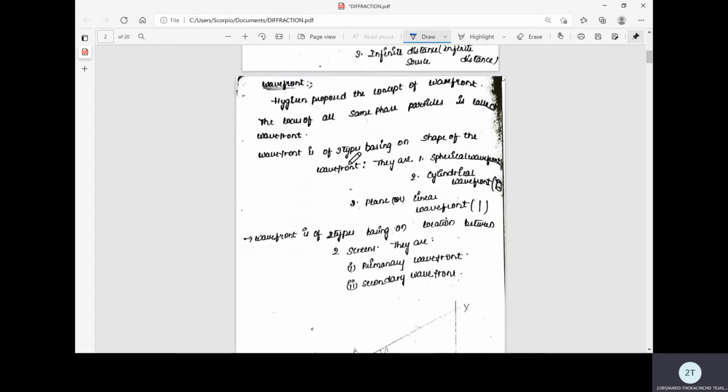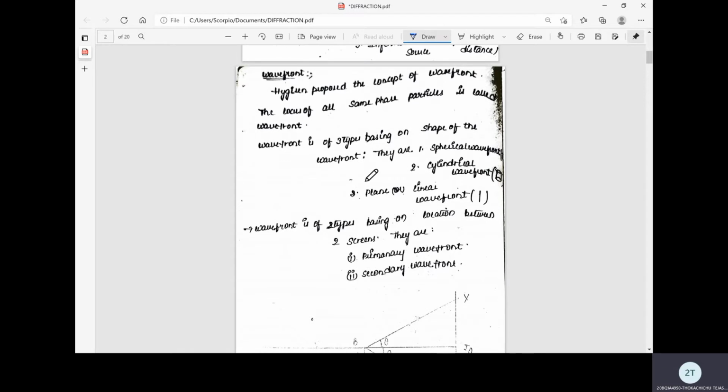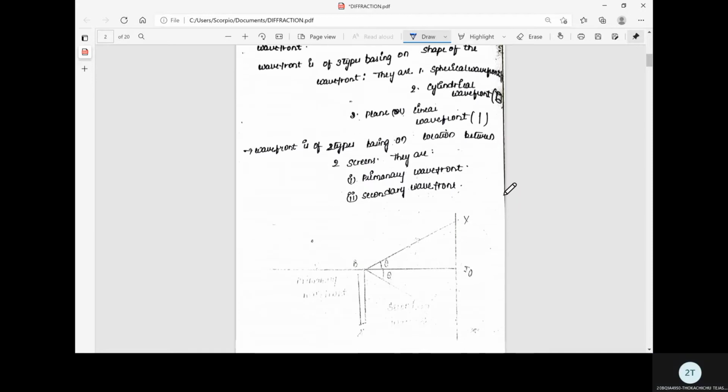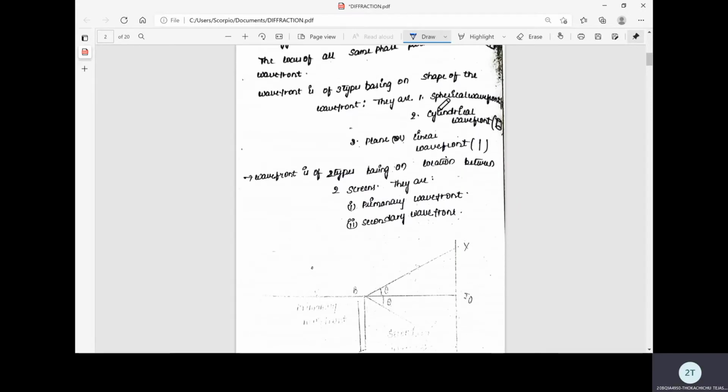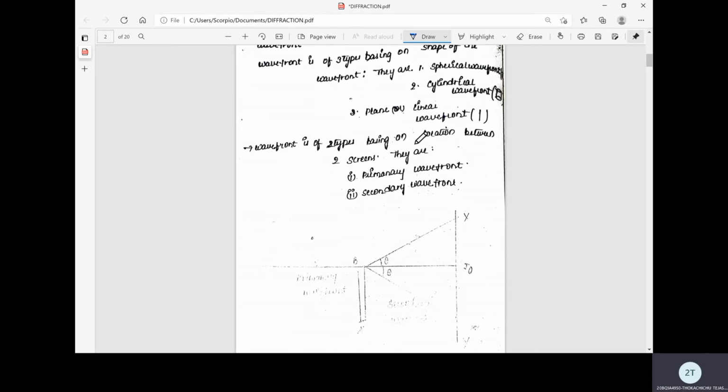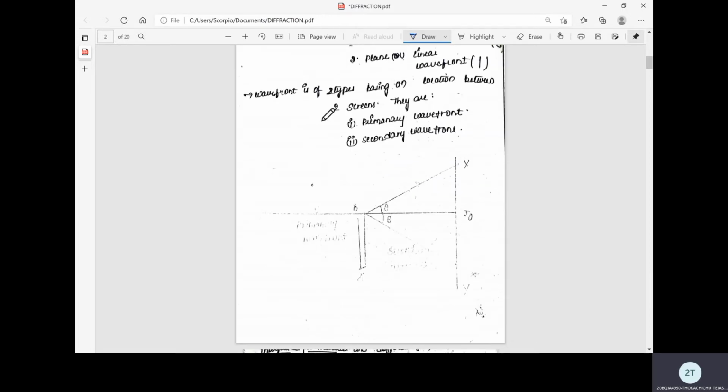And again, these wavefronts are further divided into three types. That is, first one is spherical wavefronts, second one is cylindrical wavefronts, which are in the shape of a cylinder, and the third one is plane or linear wavefronts. So, if we talk about the shape, these wavefronts are divided into three types, which we just discussed. But based on the location between the two screens, these wavefronts can be classified into two types, that is the primary wavefront and the secondary wavefronts.